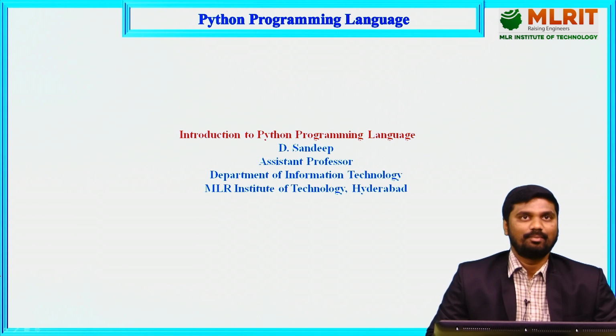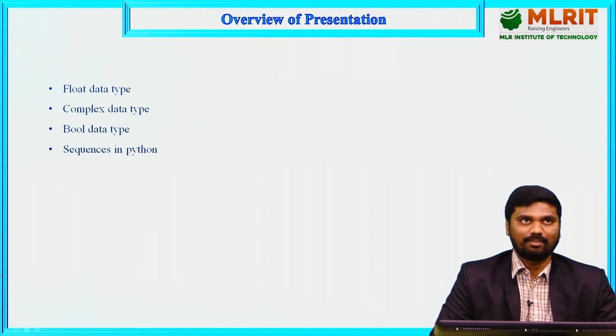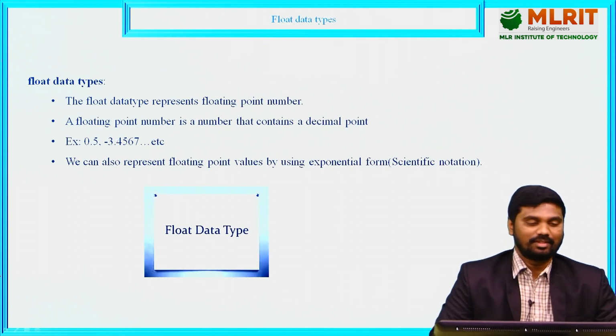That is, using built-in functions, we can convert from one base to another by using the bin function, hex function, or oct function. So this is the last video's discussion, and today we are going to discuss the float data type, complex data type, bool data type, and sequences in Python. First we will discuss the float data type.